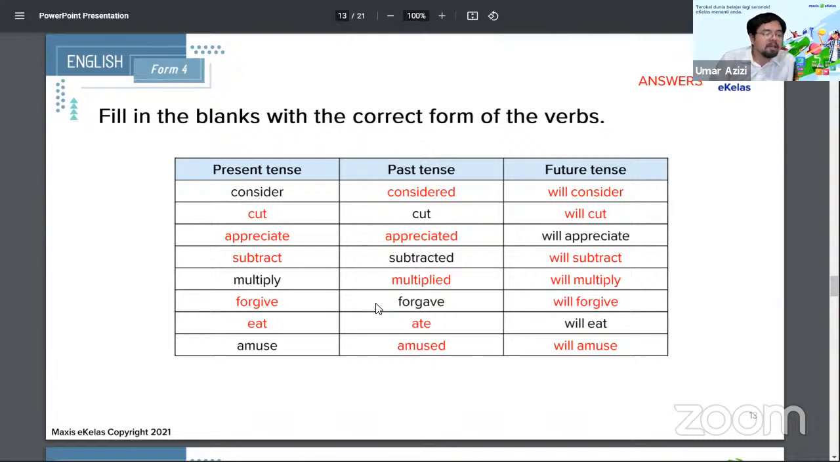That happens sometimes. So if the base form is eat, the past tense is ate, and the future tense is will eat. Then you have amuse. The past tense is amused, and the future tense is will amuse. And that's it. That's all the forms for all these verbs.